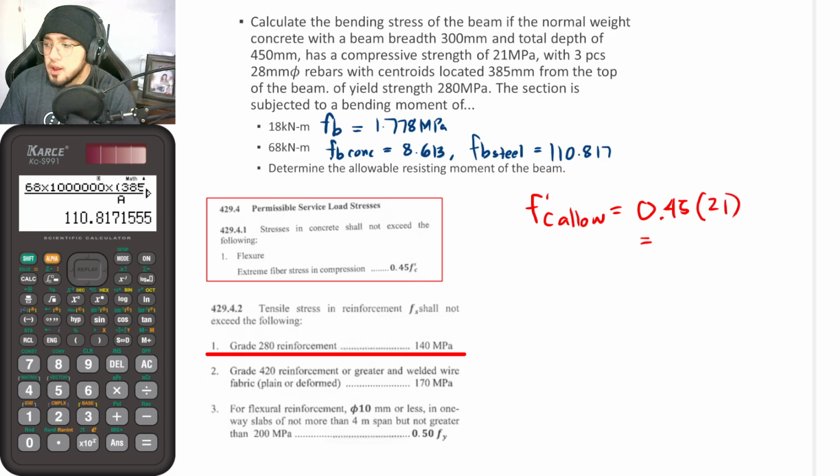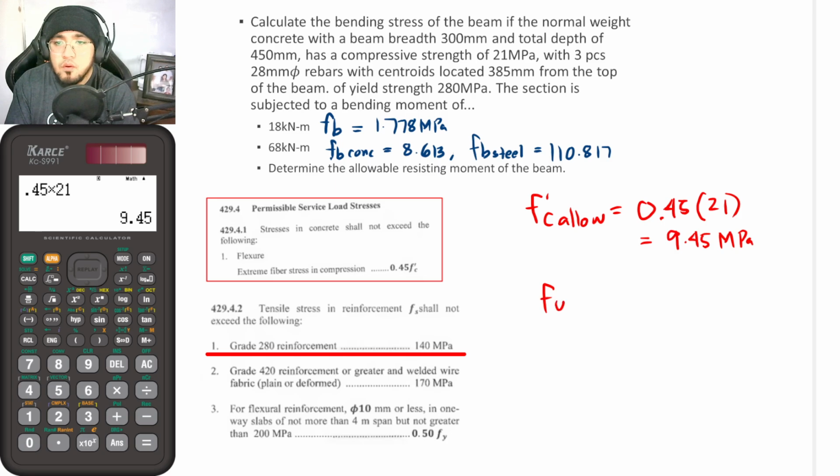So from that, looking at the calculator once again, 0.45 times 21, so that is now equal to 9.45 megapascals. And for Fs allowable, since we make use of a yield strength of 280, the allowable must be 140. By the way, this should be F prime C allowable. So Fs allowable is now equal to 140 MPa.